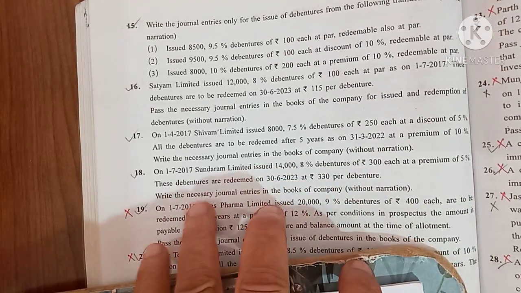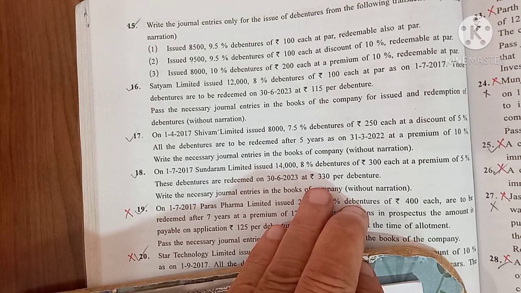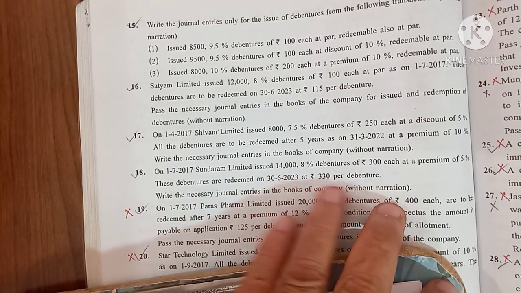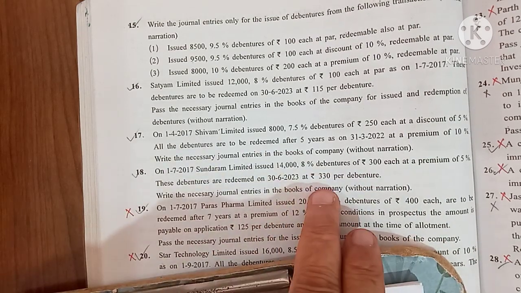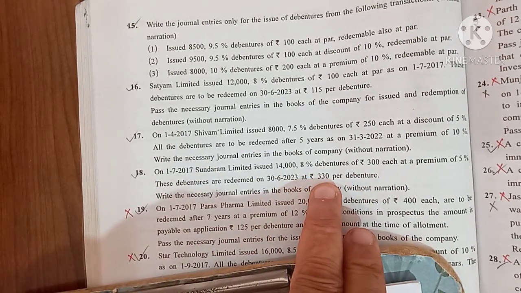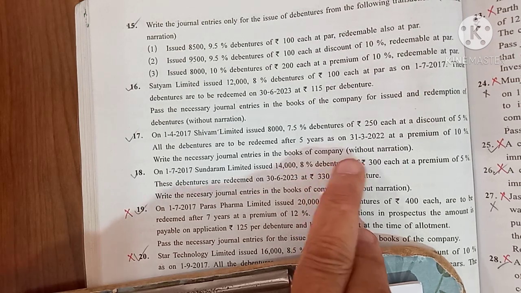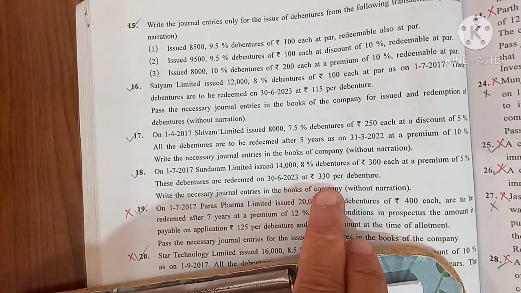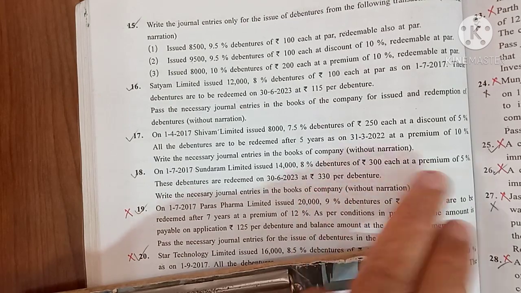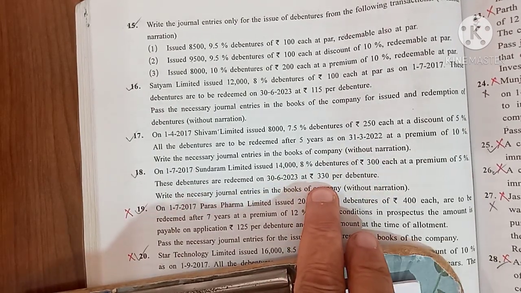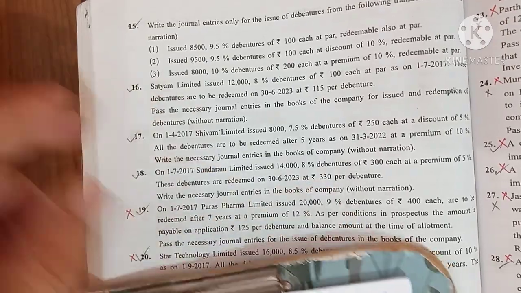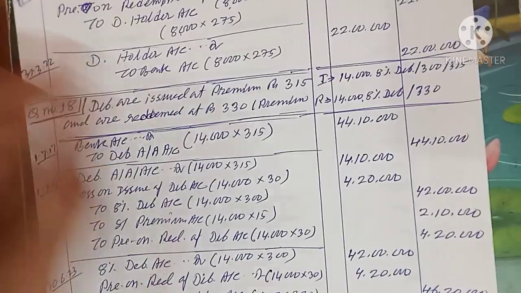How many debentures? 14,000, 8%. These debentures are redeemed at rupees 330. Here it is a loss. You are taking 15 rupees more, but you are giving 30 rupees more. That means actually 15 rupees is your main loss. So this is issued at premium and redeemed also at premium, but the premium amounts are not the same. Here it is 5%, but here it is 10%.